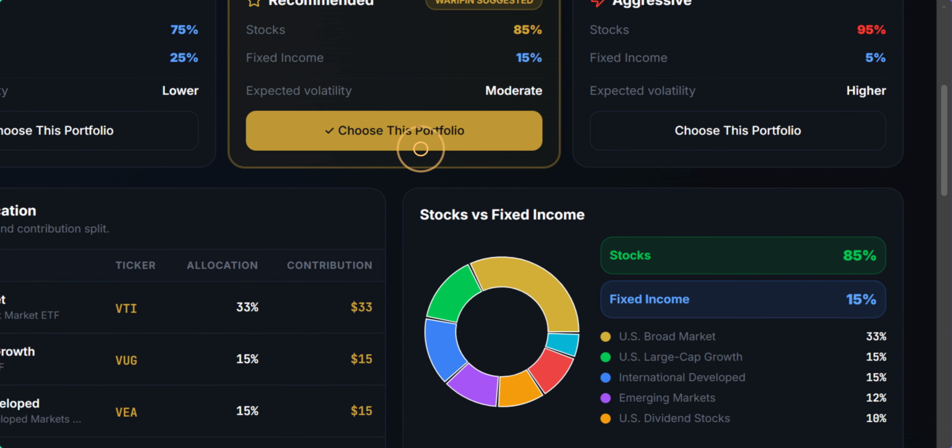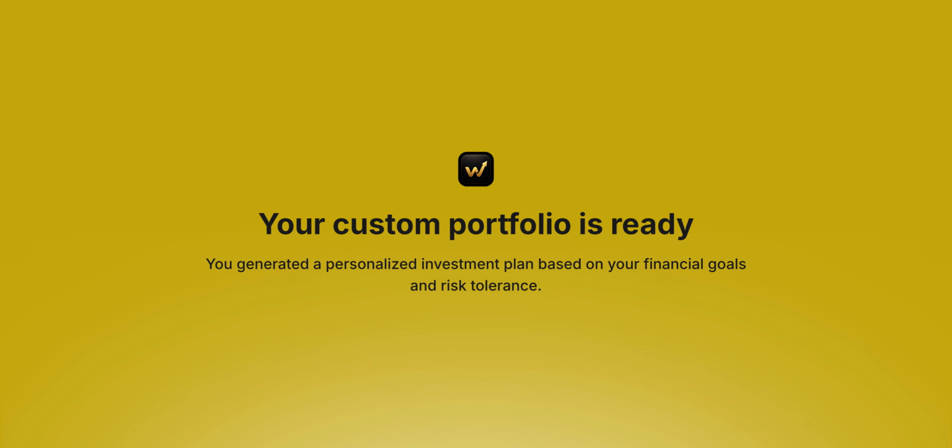Selecting Choose This Portfolio saves this customized roadmap directly to your account. By analyzing your financial goals, risk profile, and asset preferences, Warifin has successfully generated a customized portfolio strategy tailored to your future.